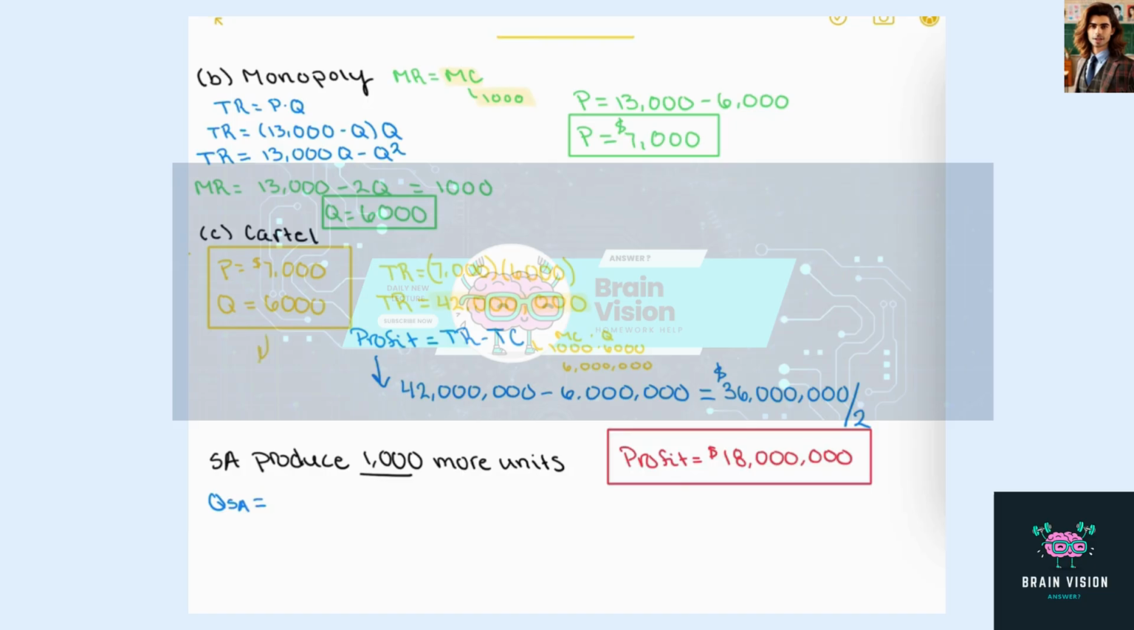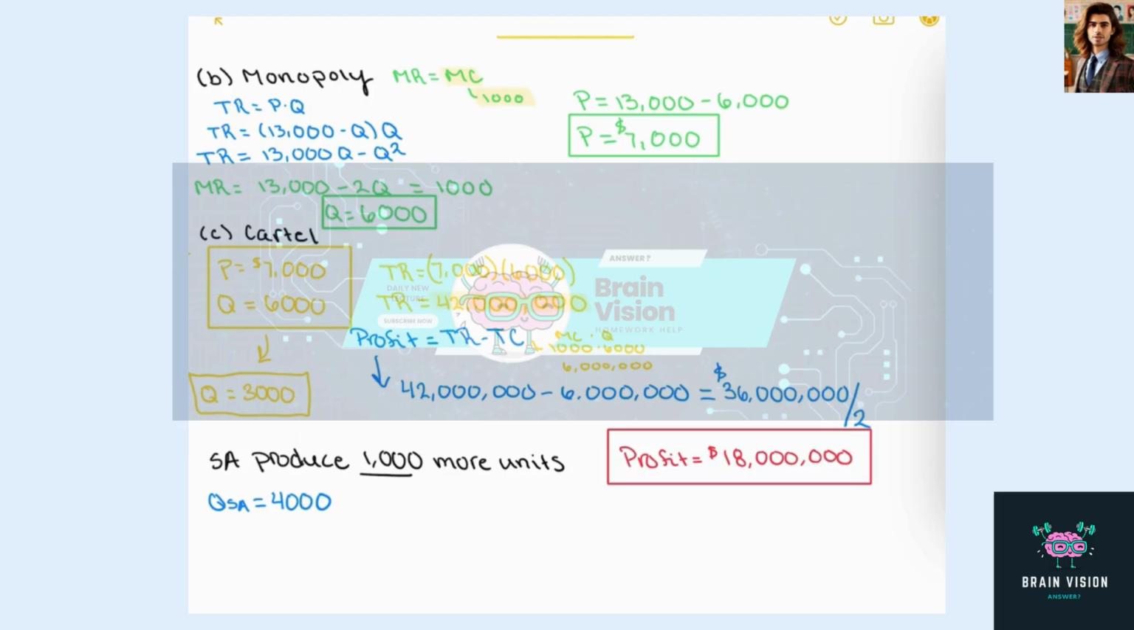because we were assuming that they were splitting everything evenly, meaning that the quantity they would have been producing under this cartel would be equal to that 6,000 divided by 2, giving us 3,000 for each country. So now South Africa is still producing those 3,000, but they're producing an extra 1,000, meaning they're now producing 4,000 units. So now let's calculate the differences in the profits for these two countries.